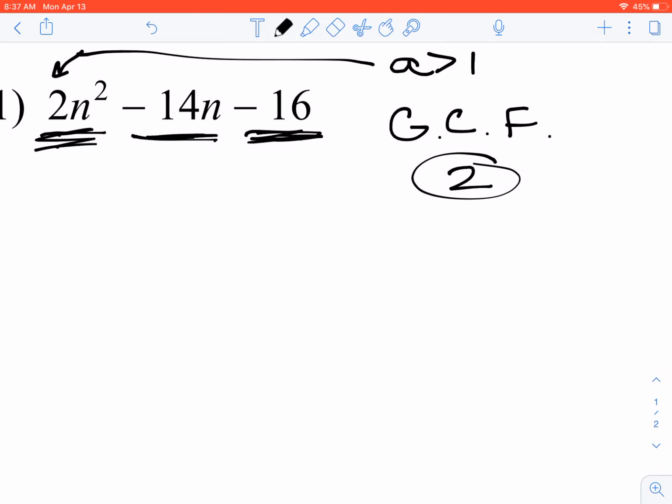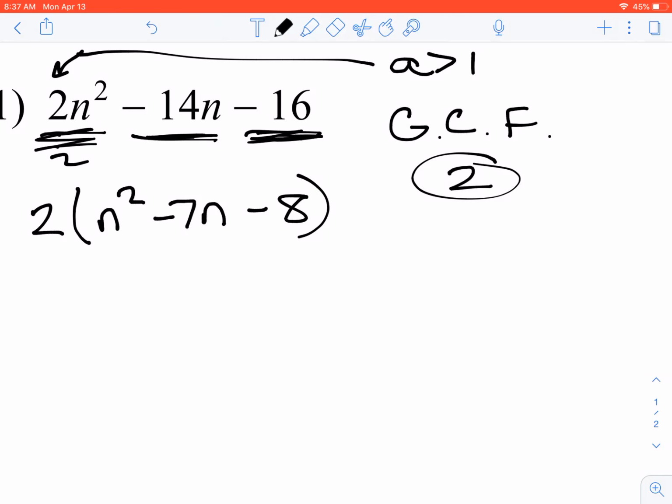So if I take that GCF out, I have a 2 times, and what I'd be left with is n squared minus 7n minus 8. How did I get that? I just divided everything by 2. 2 divided by 2 is 1, negative 14 divided by 2 is negative 7, and negative 16 divided by 2 is negative 8. And now what I'm left with is I still have that 2 out front, but now I have a problem like we did last week where a is equal to 1. So I'm still going to have my 2.